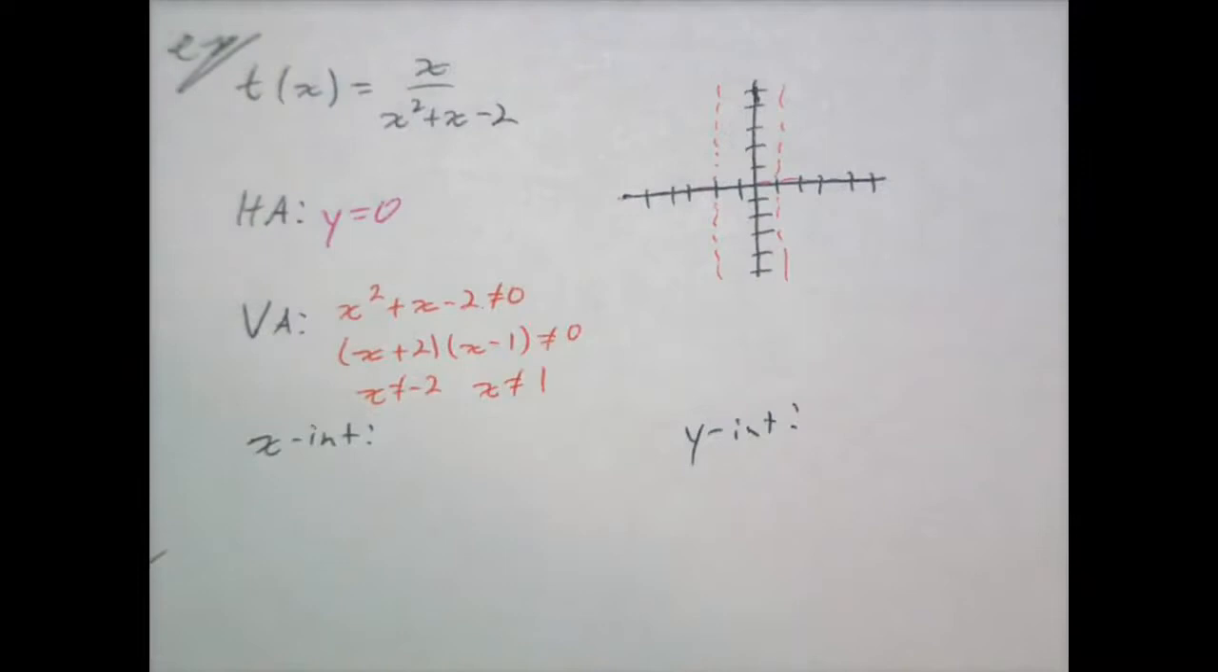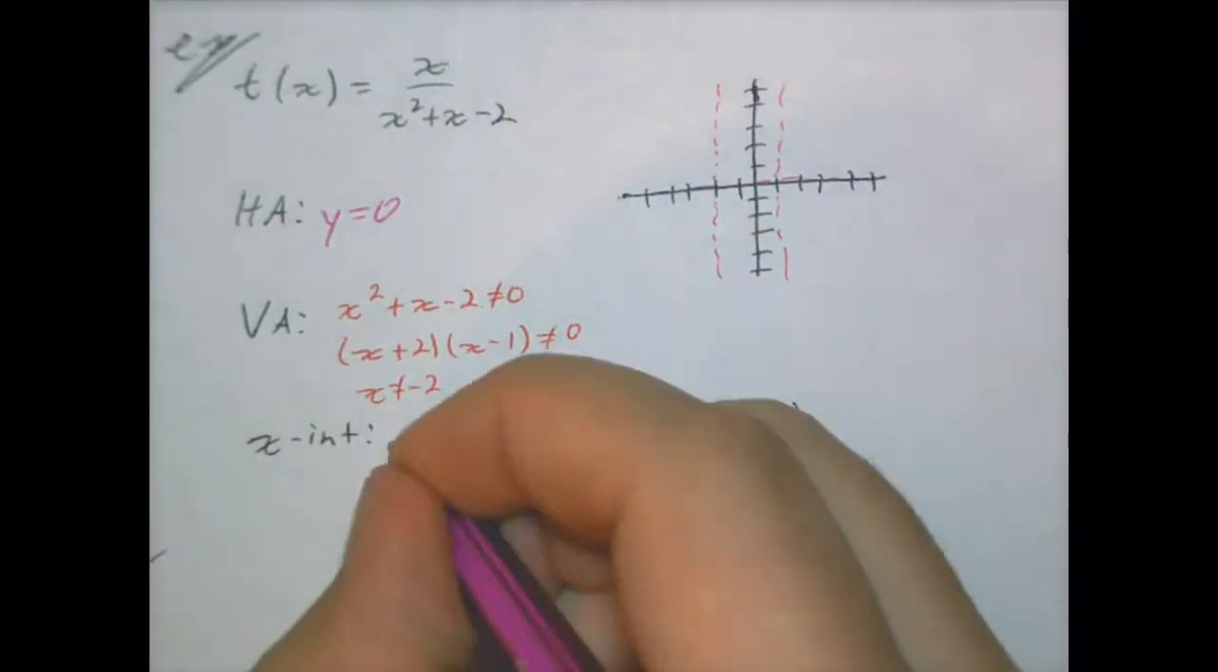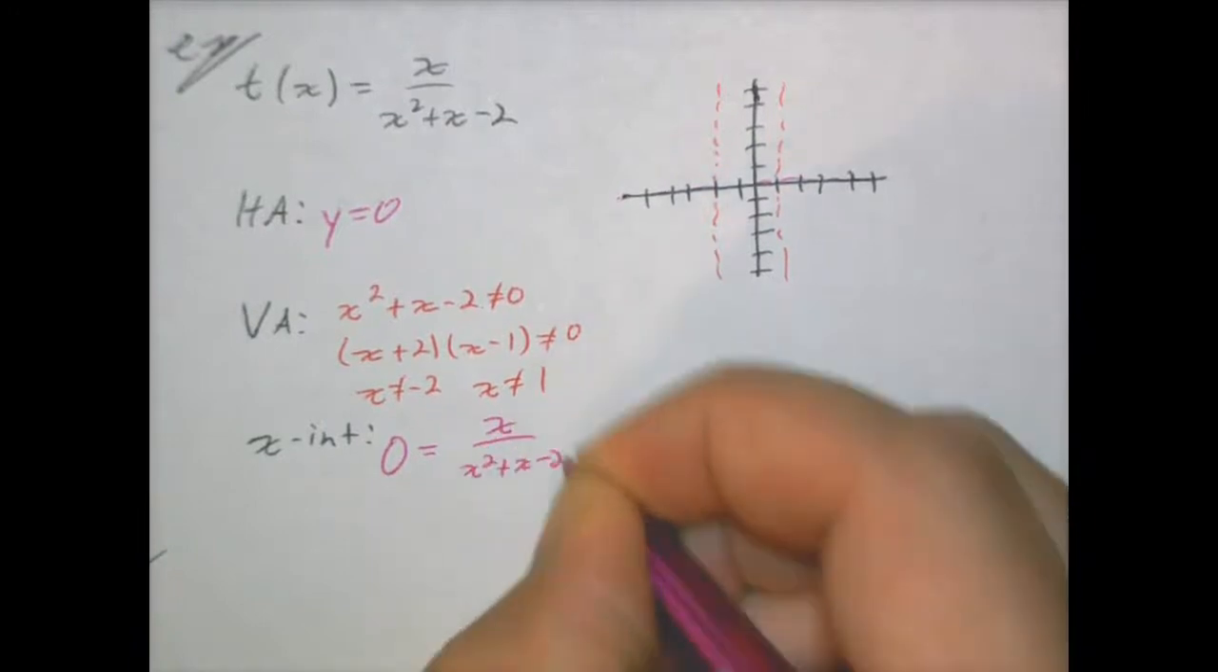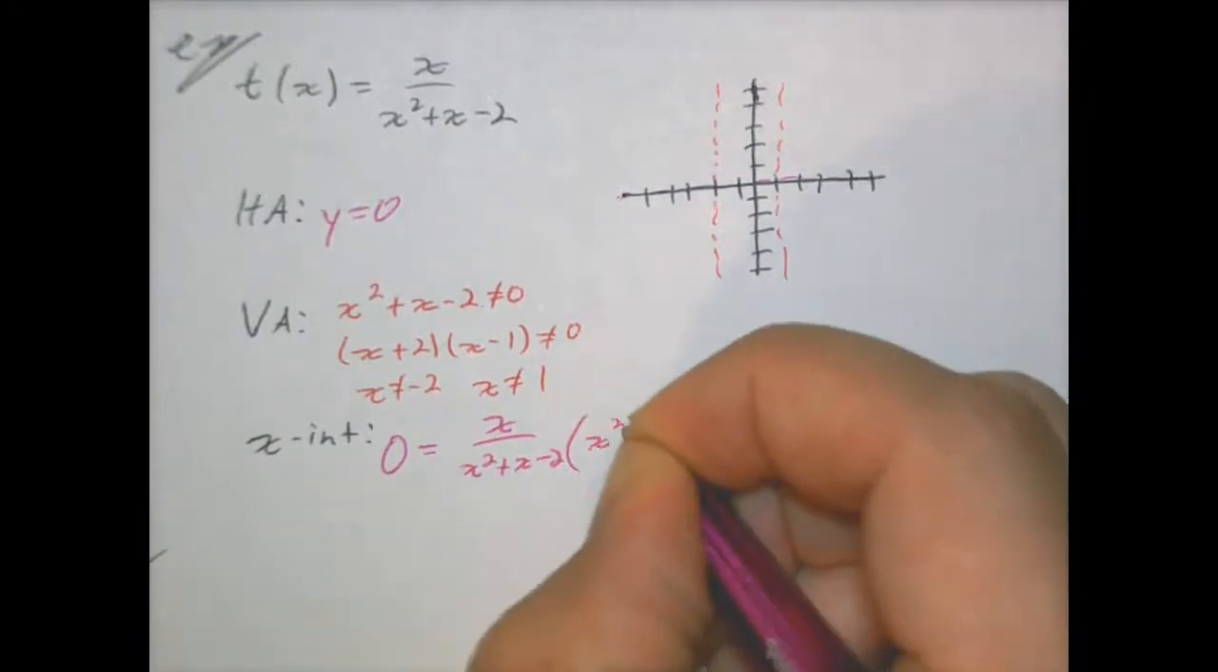For your x-intercepts, 0 equals x over x squared plus x minus 2. Multiply by your denominator to get rid of it.